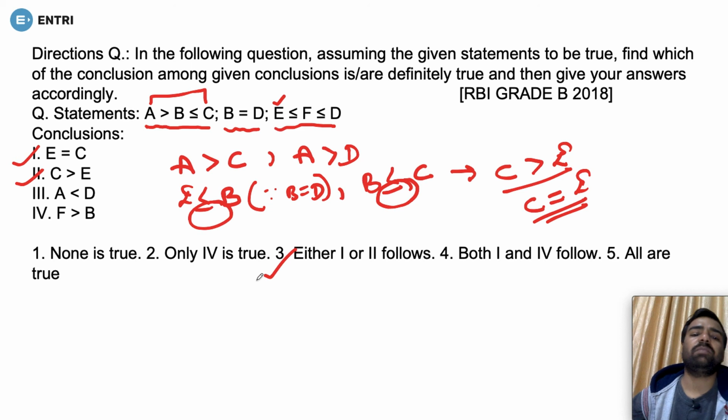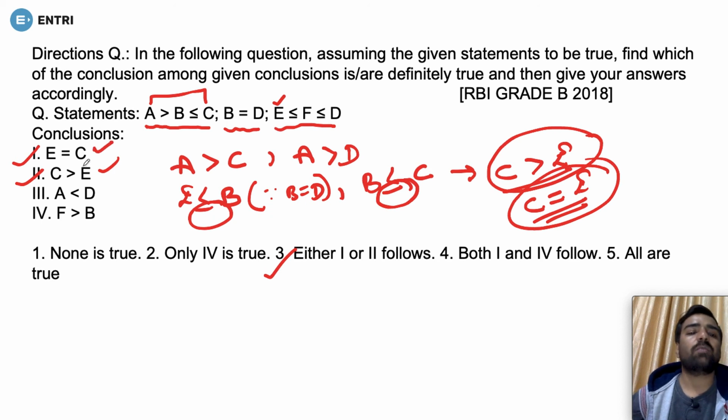So our correct answer would be option number 3, that is either 1 or 2 follows, because we clearly know that C is greater than E. It is shown with option number 2. It is showing that C is equal to E or E is equal to C with option number 1, and hence option number 1 or option number 2 follows the conclusion, that is, it is correct.